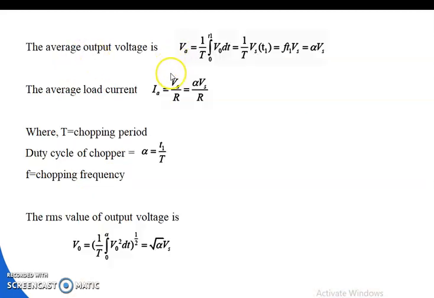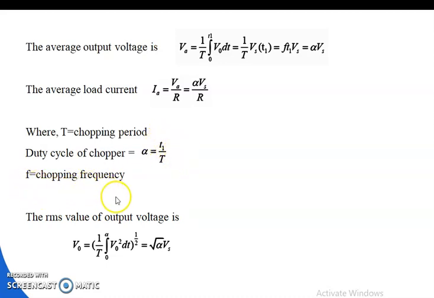The average output voltage VA is equal to 1 by T integration 0 to T1 of V0 dt, which is equal to 1 by T Vs times T1, that is f T1 into Vs, equal to alpha into Vs, where alpha is the duty cycle of the chopper. The average load current IA is equal to VA by R, equal to alpha Vs by R, where T is the chopping period and the duty cycle of the chopper alpha is equal to T1 by T.